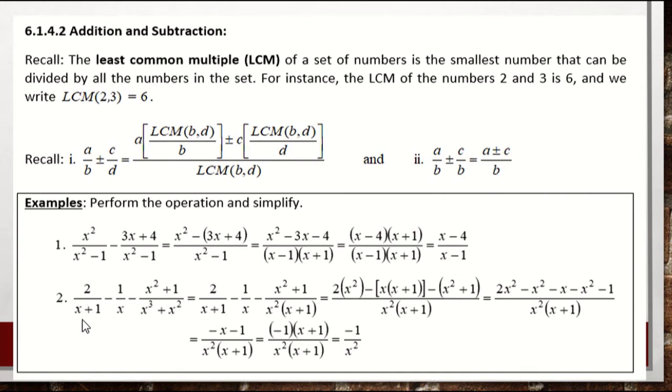Okay, number 2. 2 over x plus 1 minus 1 over x. Minus na pod x squared plus 1 over x cubed plus x squared. So this time, lahi na sila ang denominator. So we have to find the LCM or the LCD. Okay, so ang i-factor para makakuha tag LCD. Ang pwede ma-factor ron kay ang kani siya nga part.